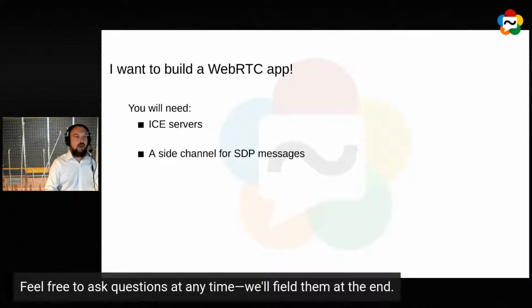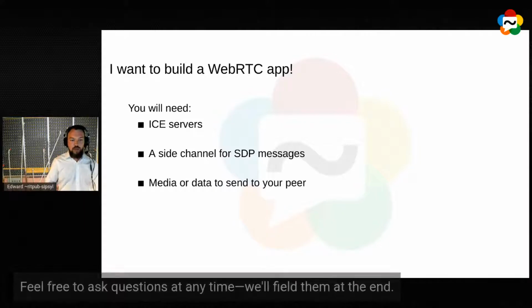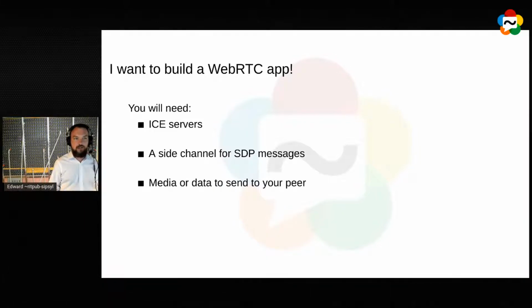You're also going to need what we call a side channel for SDP messages. SDP is Session Description Protocol, and this is how your browser is going to tell your peer's browser and vice versa where we can connect and what kind of media we're exchanging. So this is going to handle both connection negotiation as well as media format negotiation, bit rates, things like that. And then you're going to need the media or data that you're going to be sending to your peer. Again, that's not the primary focus of this talk today. We're going to talk about the other two parts.